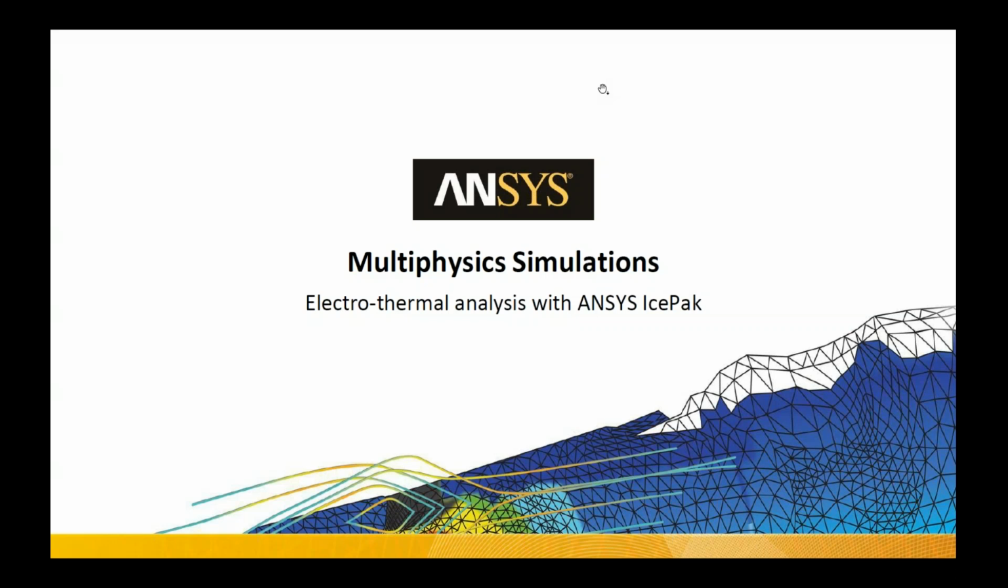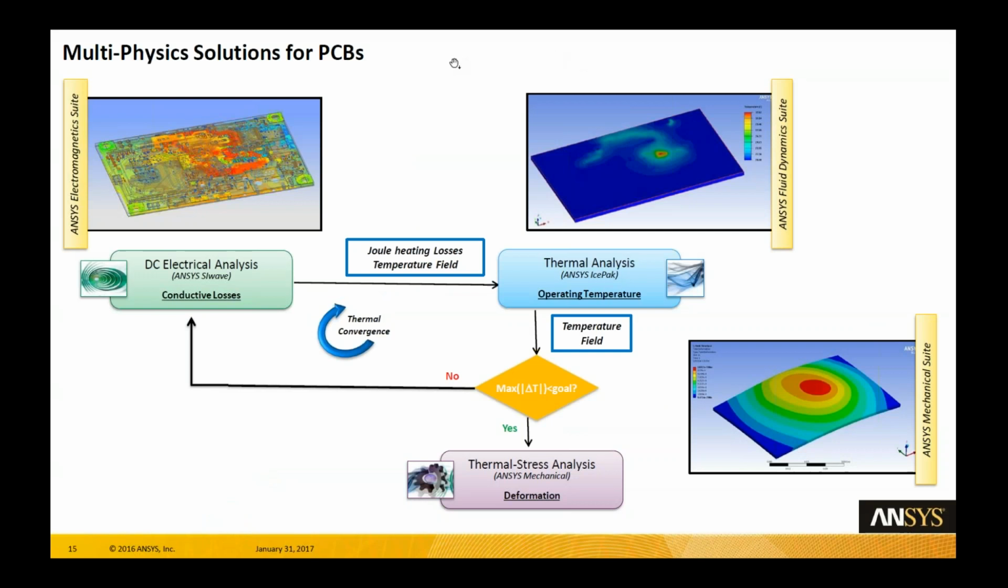So, multiphysics simulation with ANSYS Icepak. Once we've done a DCIR simulation in SIwave for Joule heating, we can always couple this with our other ANSYS products. So when we have the DC electrical analysis, we pass the Joule heating losses and temperature field into a thermal analysis, which is Icepak, and generate the temperature field.